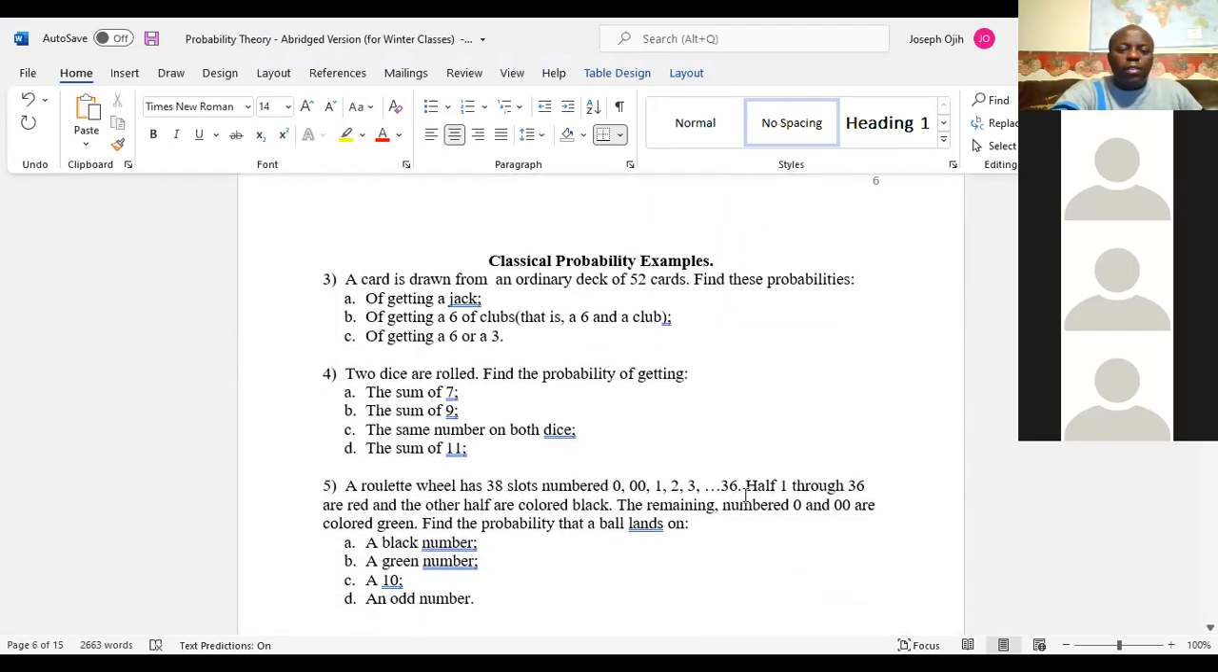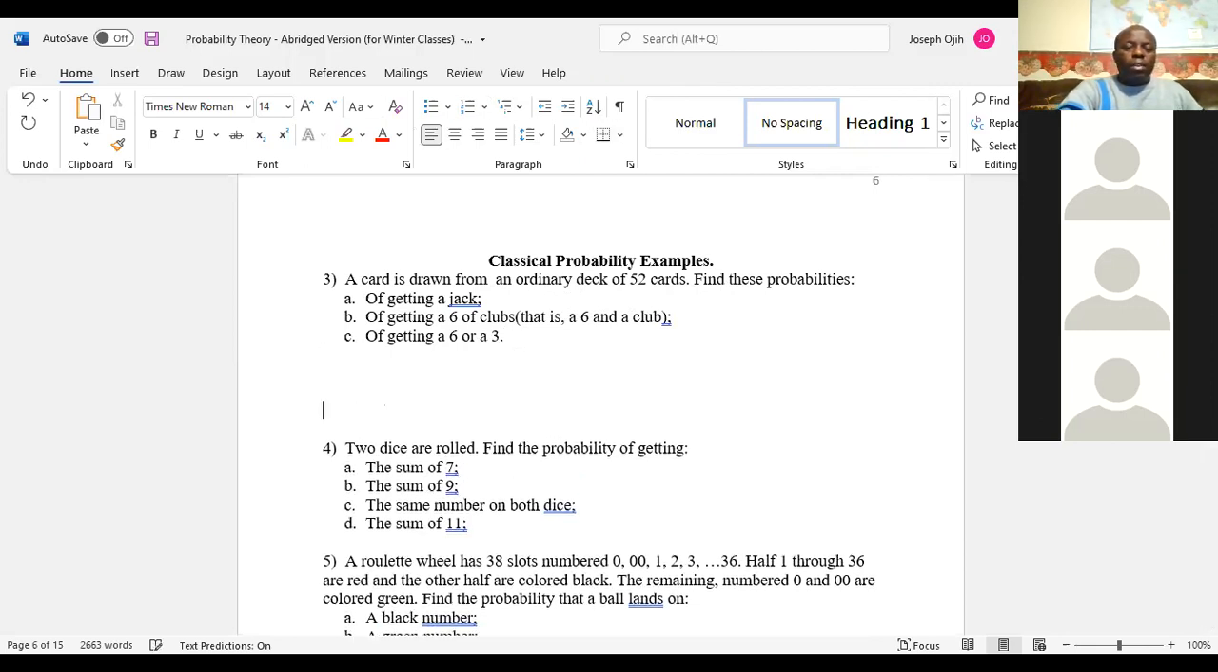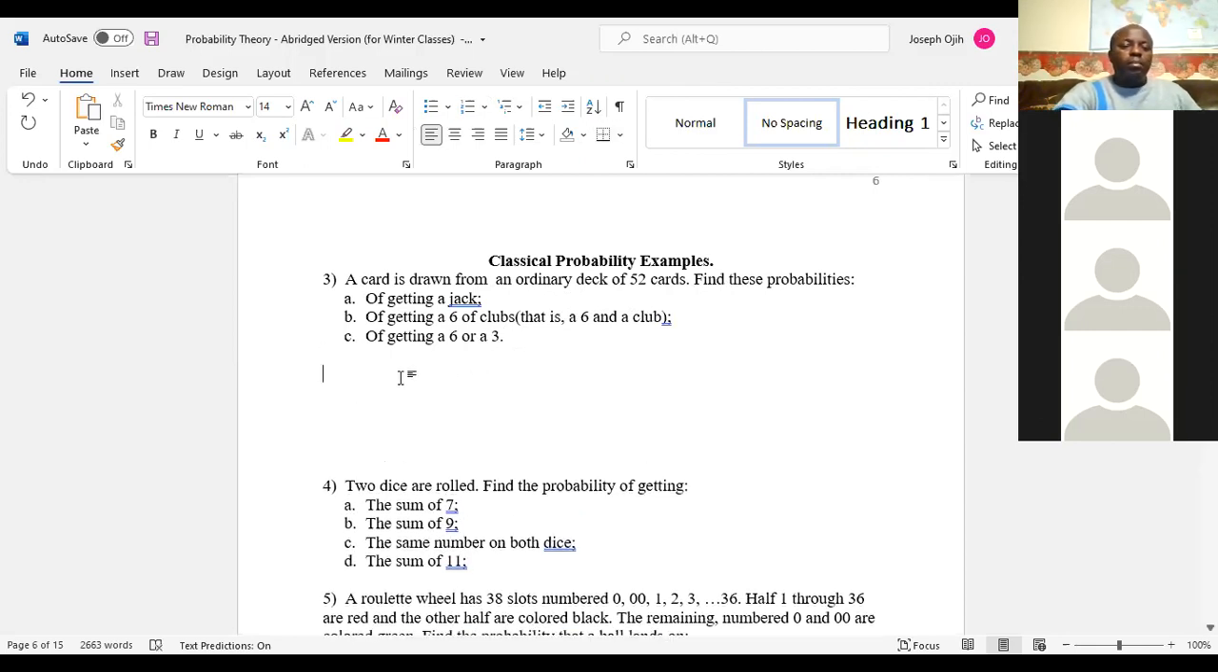The first example we solve is on cards. Classical probability: a card is drawn from an ordinary deck of 52 cards. Find the probabilities of getting a jack, of getting a 6 of clubs, and of getting a 3 or a 6. Let's see. Solution.